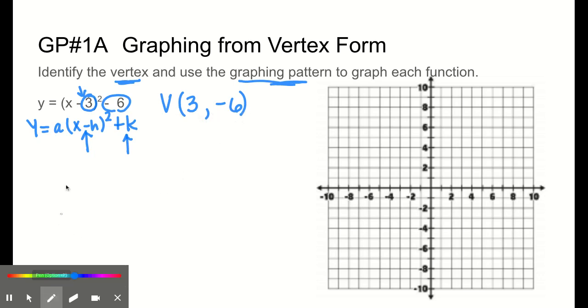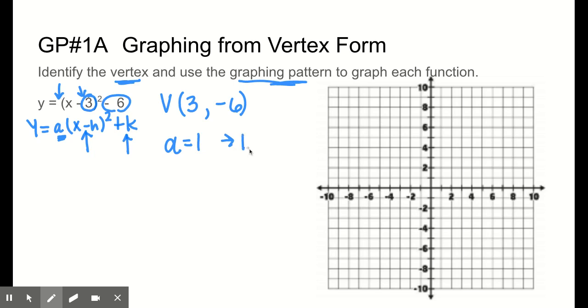Well, notice that we also have this a out in front of our equation in vertex form. And that a, the sign of a, determines if our parabola is going to open up or open down. So in this equation here, there's no value there indicating that this a is a +1, which means we're going to use the same graphing pattern, the 1, the 4, the 9, 16, or whatever we can fit on our graph to find the next points after the vertex.